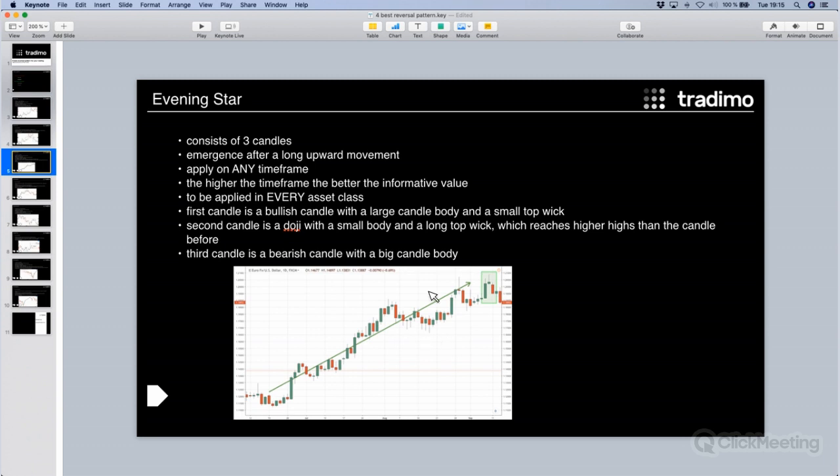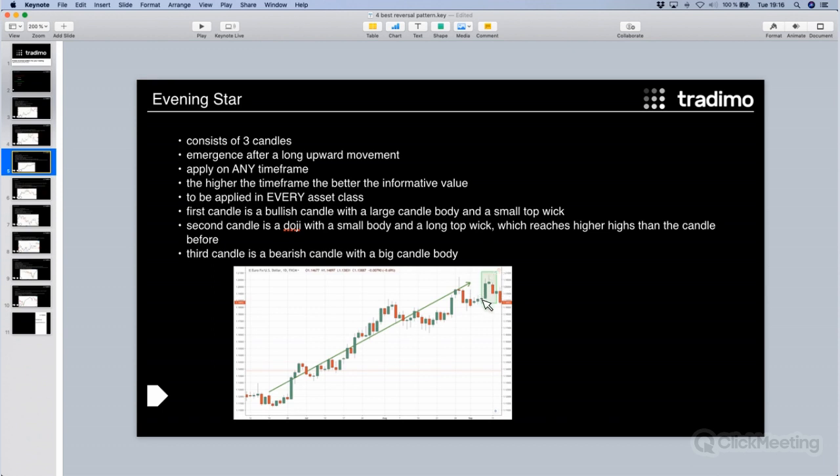Okay, yeah. Then the evening star. If you see this formation here, this is the evening star pattern. And in the perfect world, it appears after a very long and strong and stable uptrend or upward move, and then this pattern here appears.